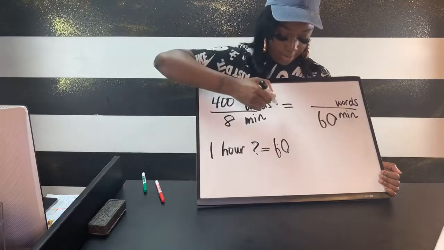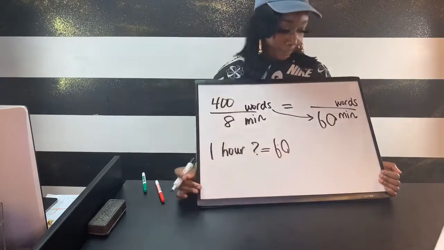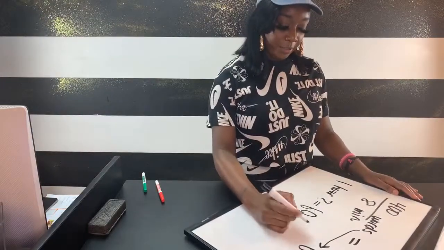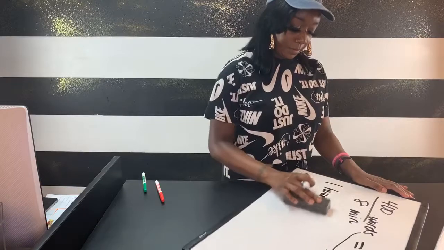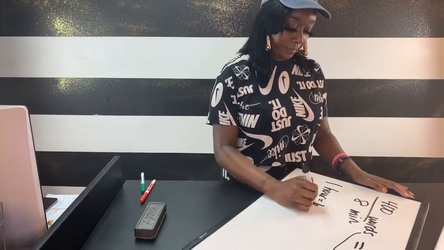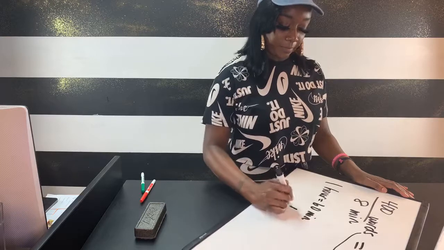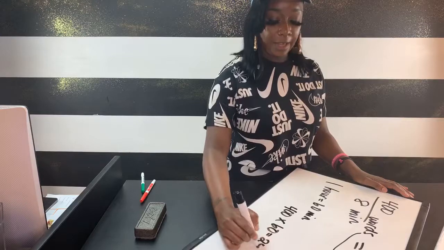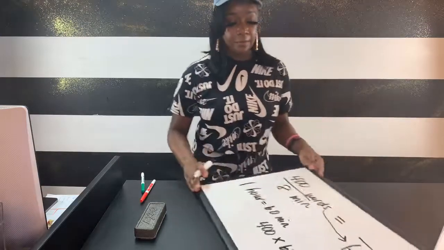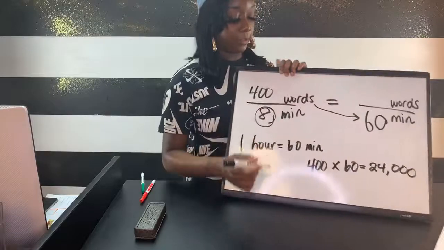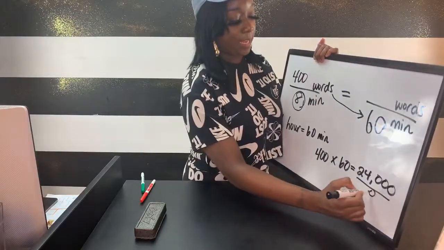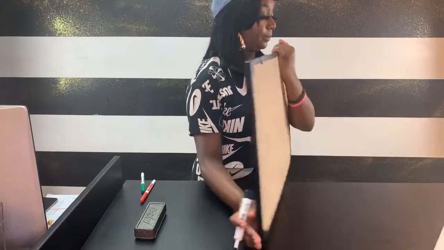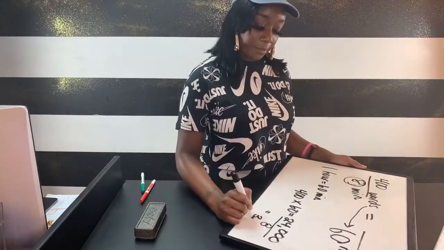From there, we cross multiply. So we're going to do 400 times 60, which gives us 24,000. And then remember, we always divide by the number that's left over. So if we do 24,000 divided by 8, that gives us 3,000. 3,000 words.